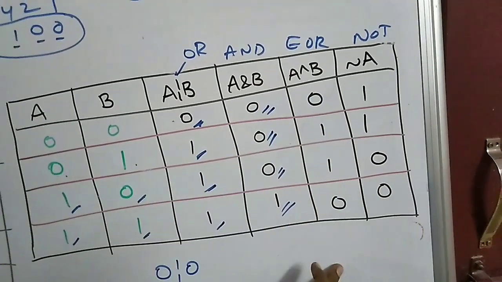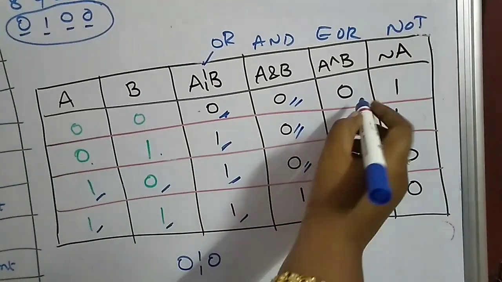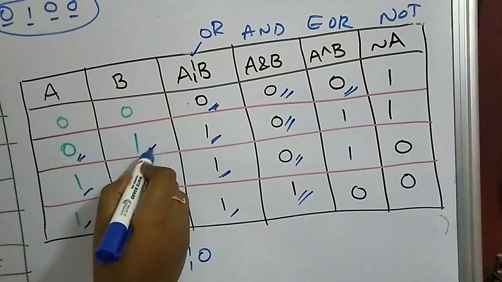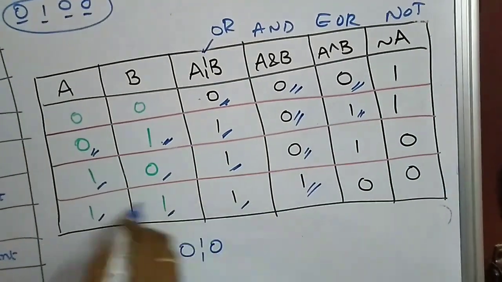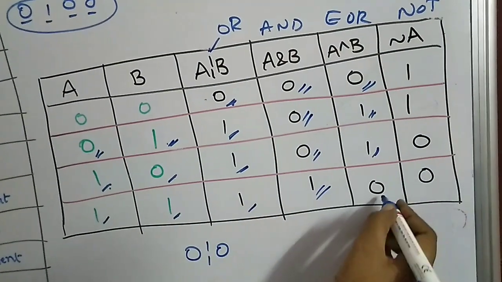And coming to exclusive OR. For exclusive OR, if there is 0 and 0, the output is 0. If they are holding 0 and 1, then the output is 1. And 1 and 0, it is 1. And 1 and 1, it is 0.